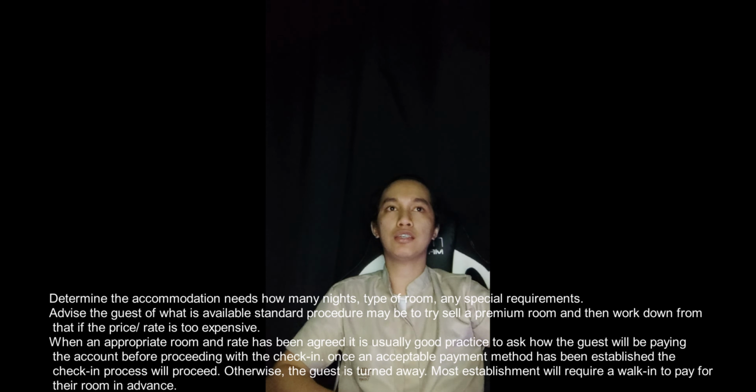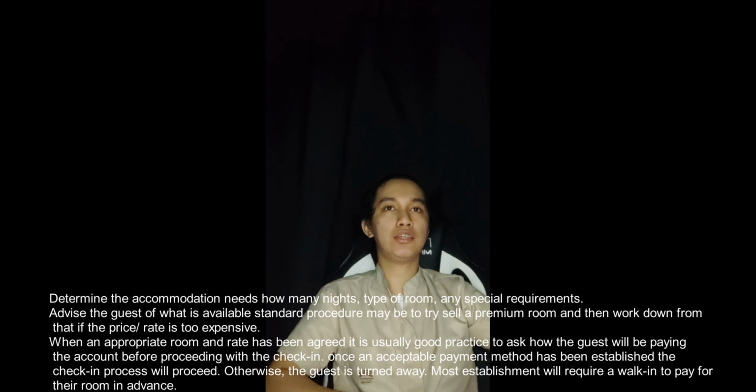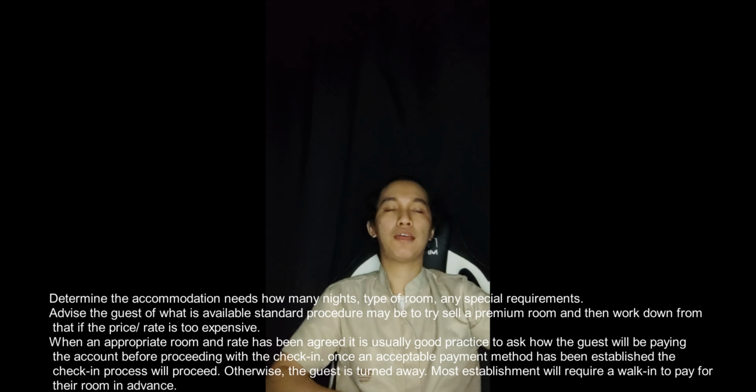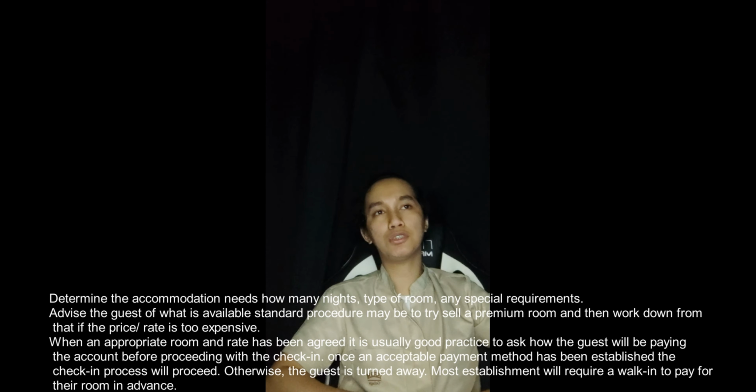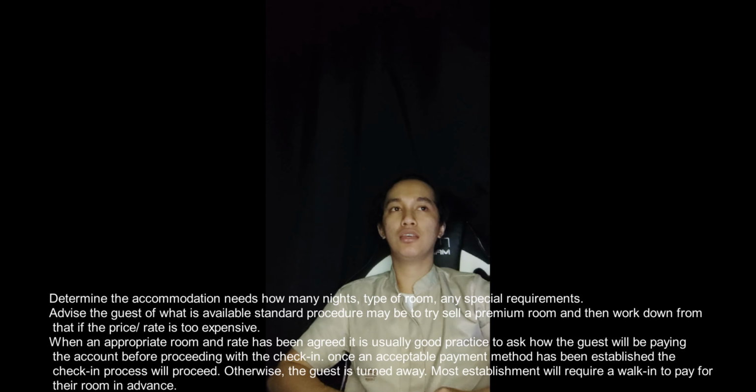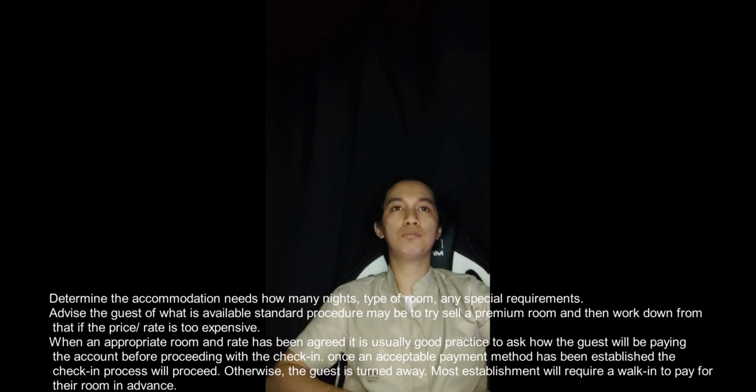Seventh question: a walk-in has requested a double room for 5 days. How will you determine if you can accept this guest or not? Determine the accommodation: how many nights, type of room, any special requests and requirements. Advise the guest of what is available. Standard procedure may be to try to sell a premium room and then work down from that if the price rate is too expensive.